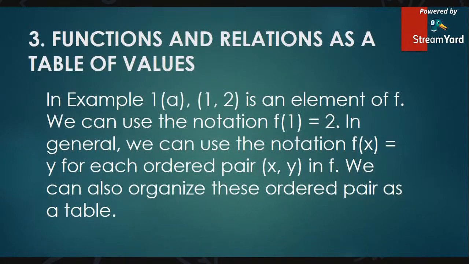Okay, proceed tayo sa functions and relations as a table of values. So in example 1, letter A, (1, 2) is an element of F. So we can use the notation f of 1 is equals to 2. In general, we can use the notation f of x is equals to y for each ordered pair (x, y) in F. So we can also organize these ordered pairs as a table.